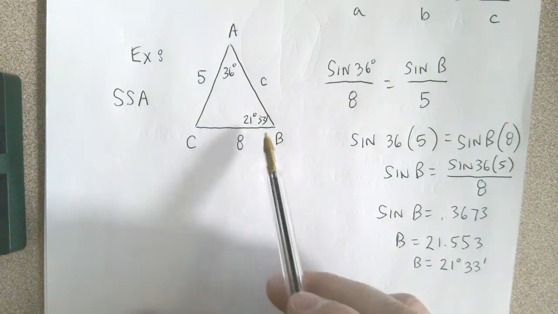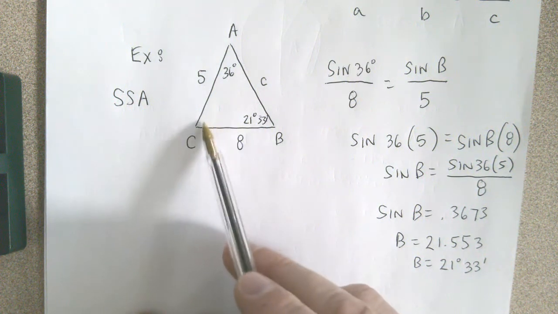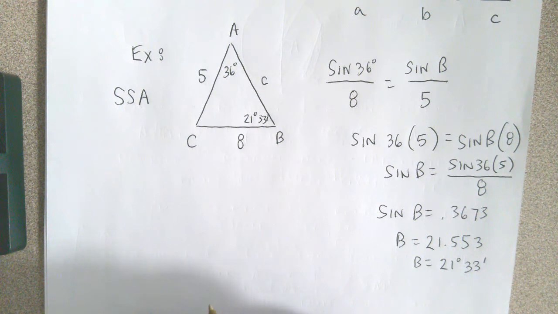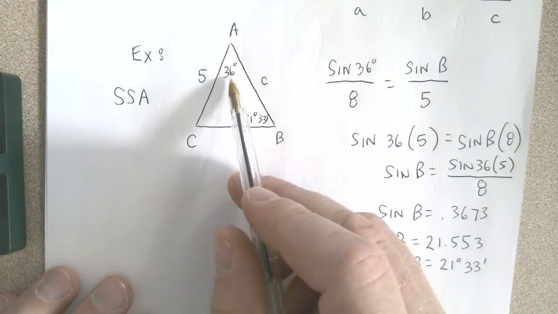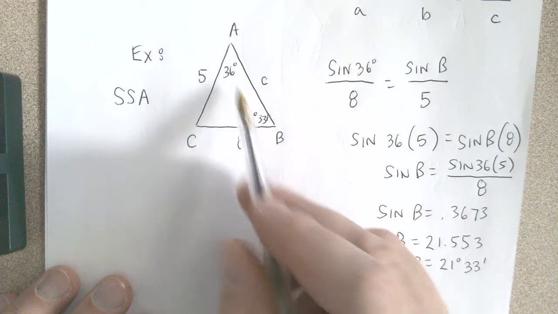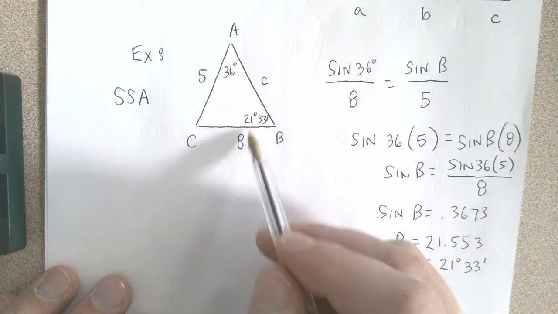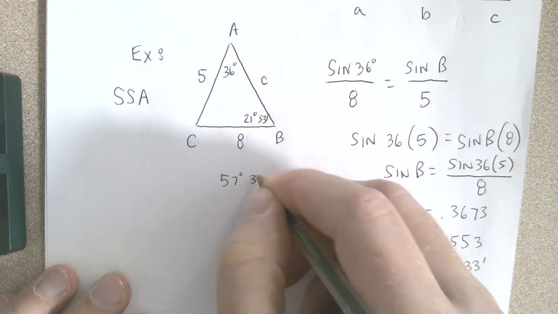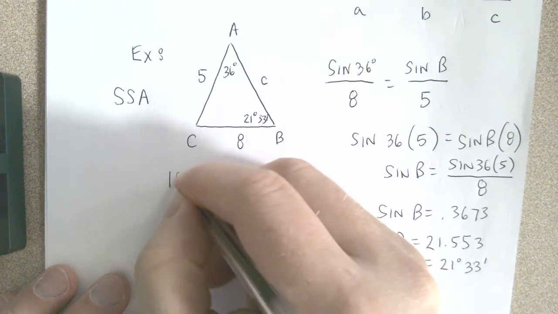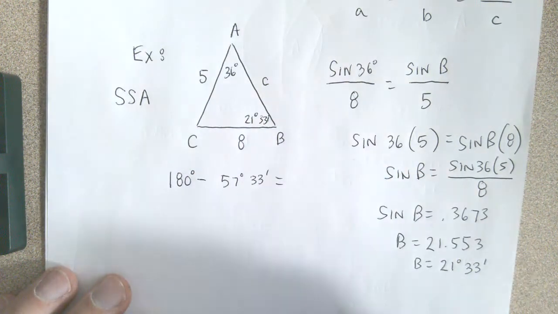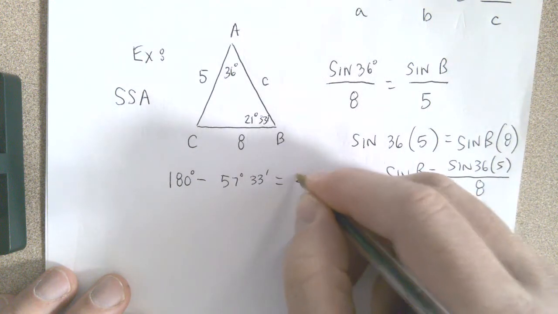Now it becomes pretty easy to find angle C. How are we going to find angle C? Yeah, 180 minus the sum of the two angles we already have. So we can add together the 36 and the 21 degrees, 33 minutes. So we're at 57 degrees, 33 minutes. We're going to subtract that from 180 degrees. That's going to be the measure of angle C.